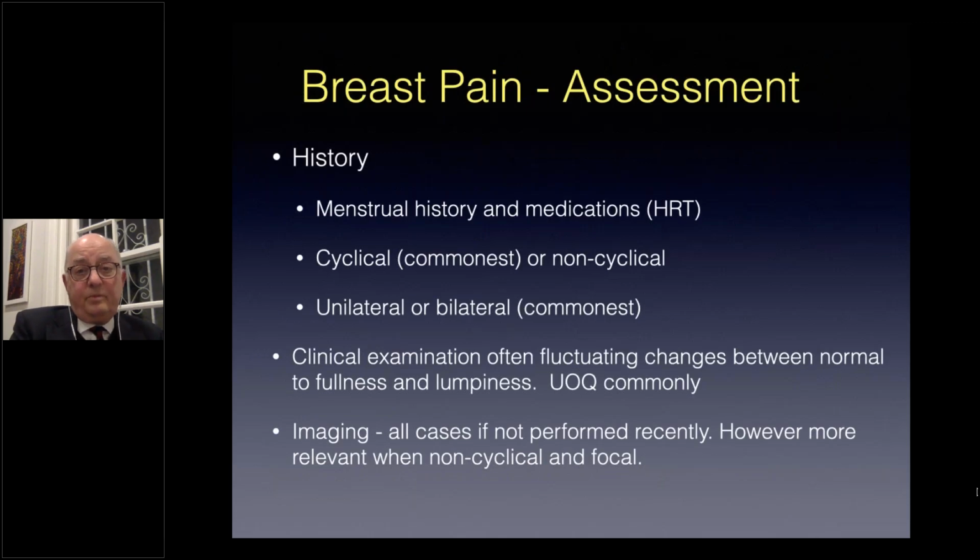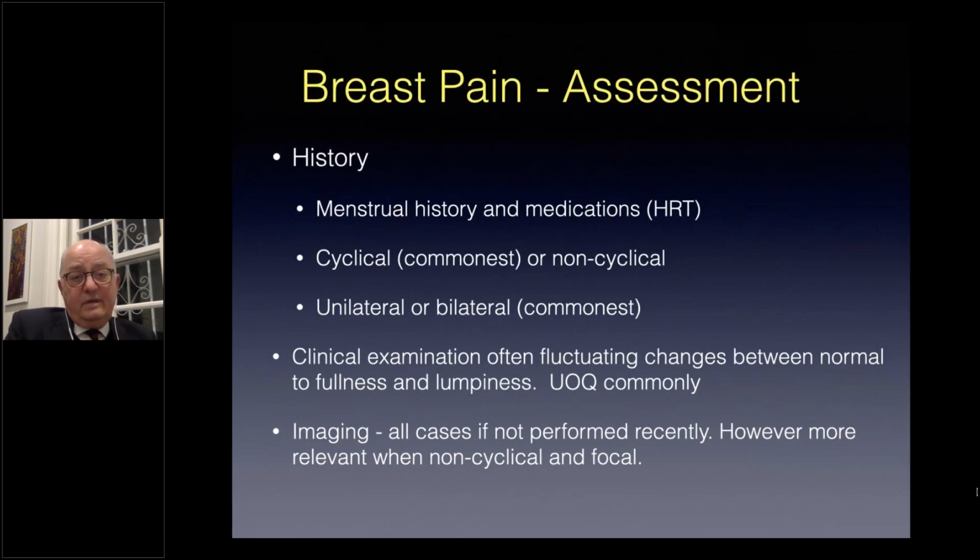Now, what do we do with people with breast pain? How do we assess them? Well, I think initially and mostly you can work out most things from the history. So we need a menstrual history. Are they premenopausal, perimenopausal, or postmenopausal? And if they're postmenopausal, you need to know if they're on HRT in the main.